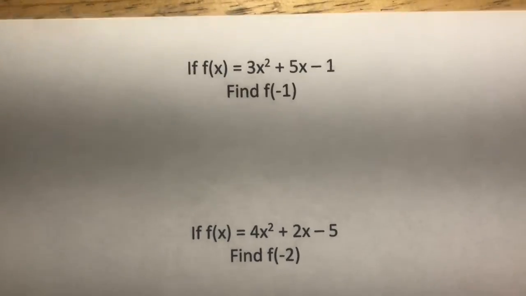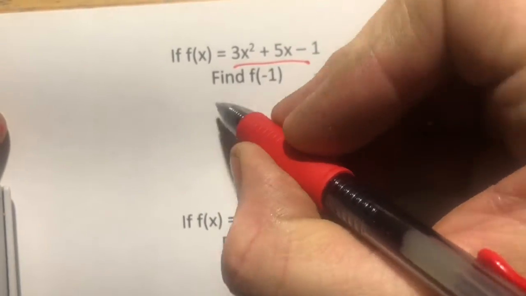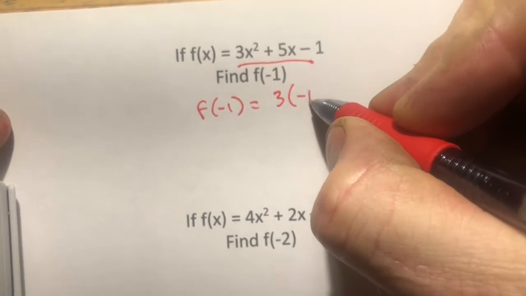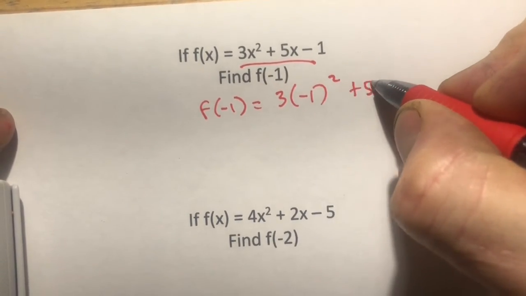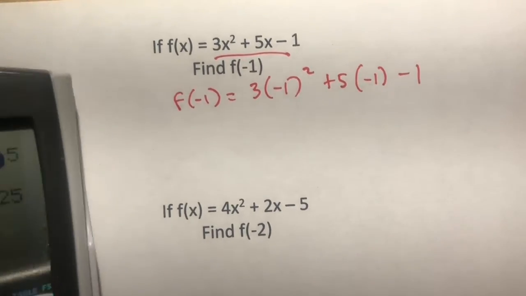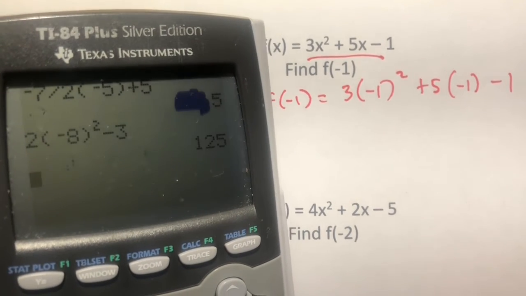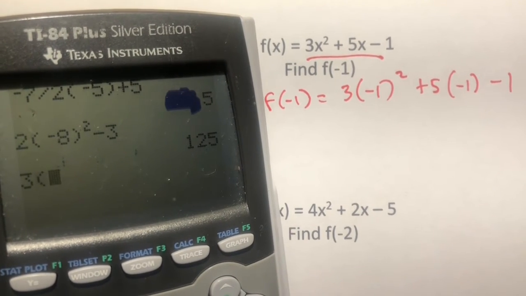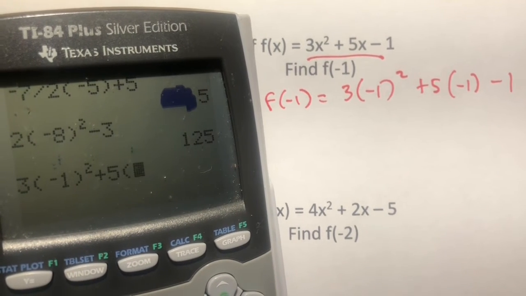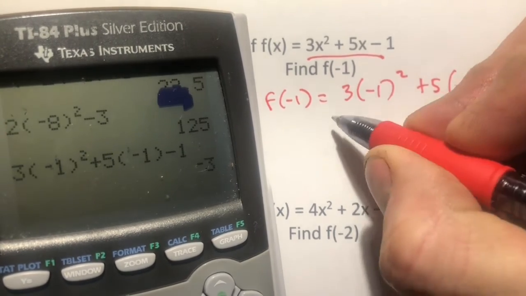Now, a couple more. All right, f of x is this. Find f of negative 1. It's going to be 3, and then right there, negative 1 in parentheses, squared, plus 5 times negative 1, minus 1. So I'm going to type all that in. All right, so I've got 3, and in parentheses, negative 1 squared, plus 5, and then parentheses, negative 1, minus 1. And that comes up to negative 3.